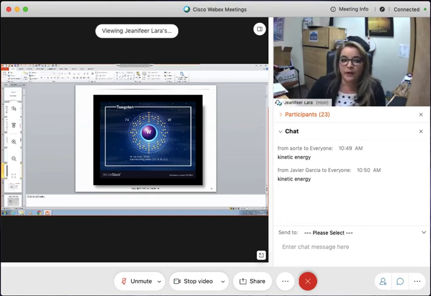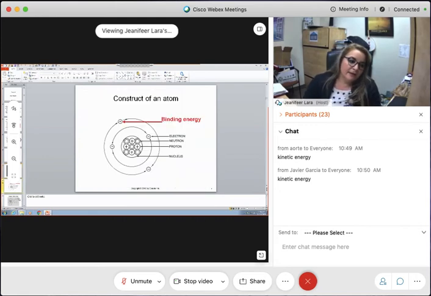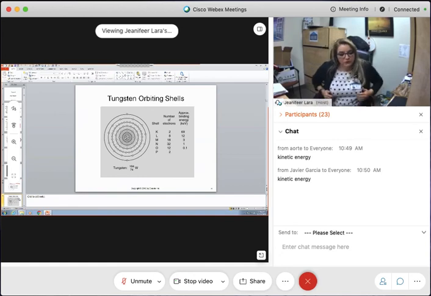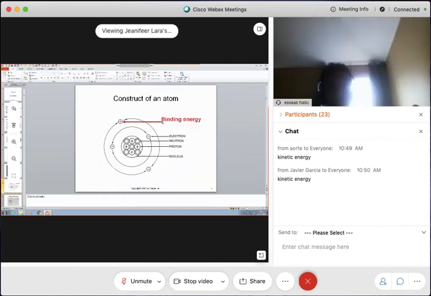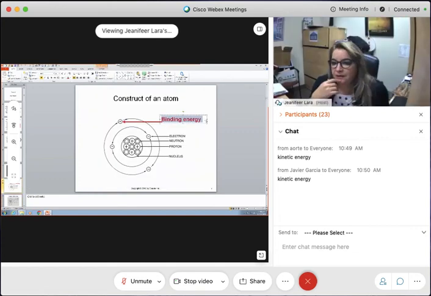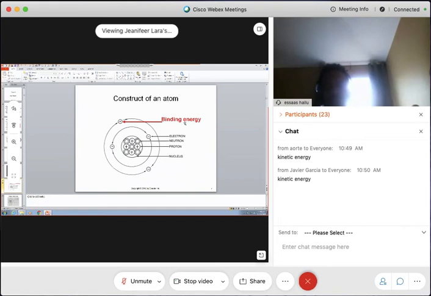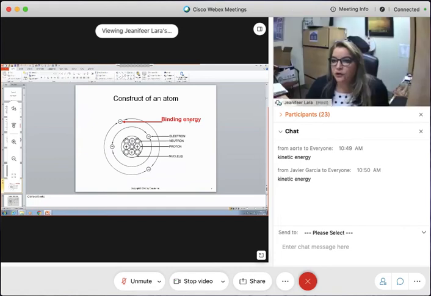They spin around. And so what is holding them in place, Isaias? What is holding the electrons in place around the orbital shells? Maybe attraction? What is this right here that I just talked about? Binding energy. And look at the word. It says energy. It's a type of energy that is binding the electrons to the shell. Okay?